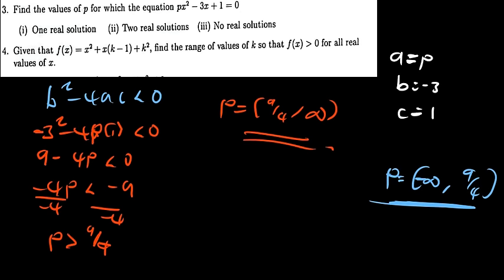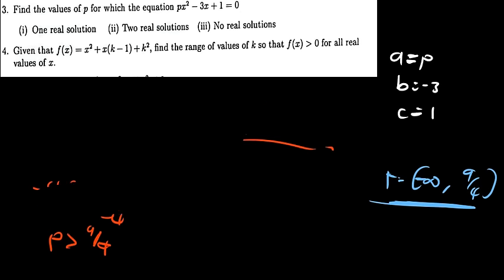Let's try to crack question 4. So question 4, it's the same thing actually, greater than 0, meaning the discriminant. We want to find the values of k. So what is our a? Our a is 1, our b is k minus 1, our c is k squared. Since we've been told already that it's greater than 0, we'll just say b squared minus 4ac should be greater than 0.